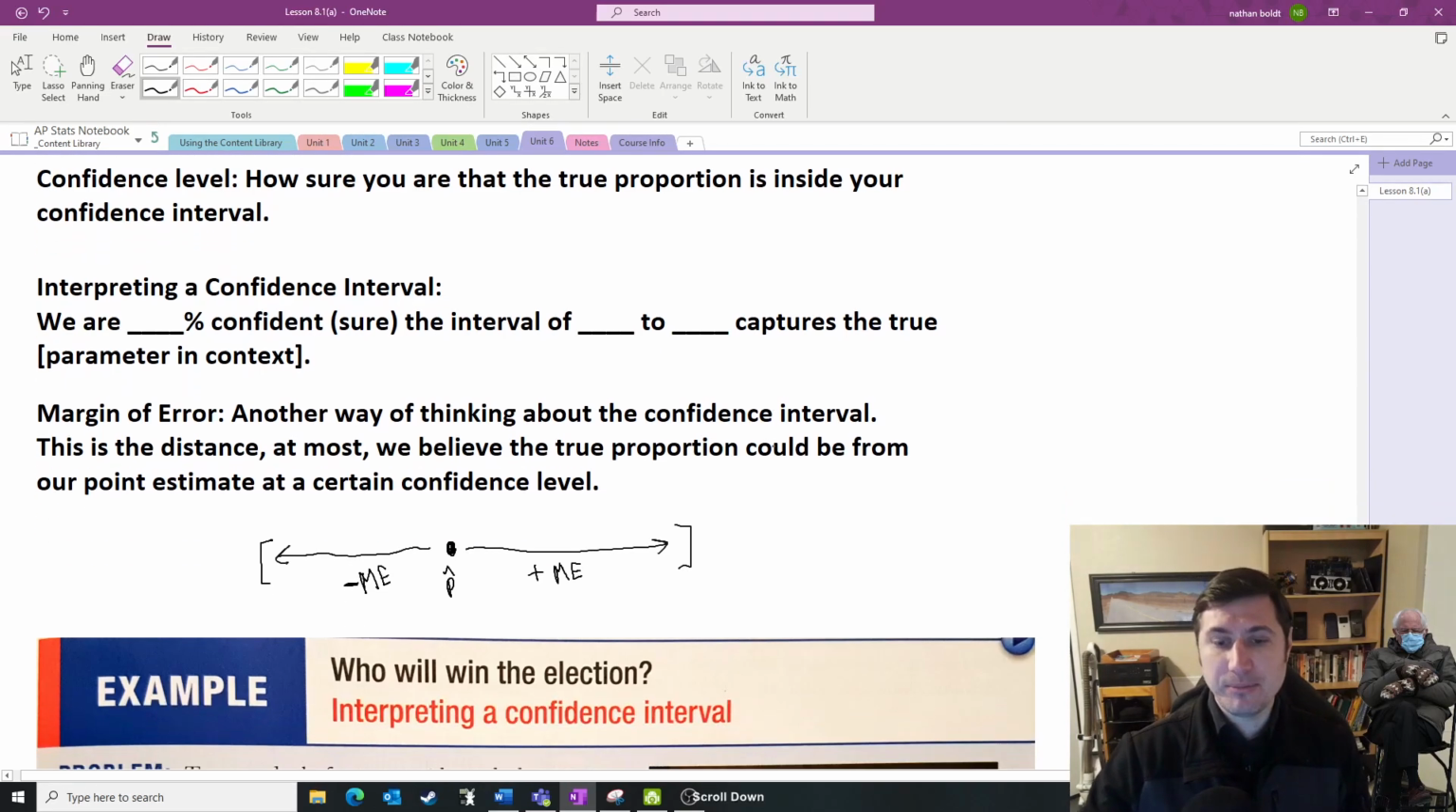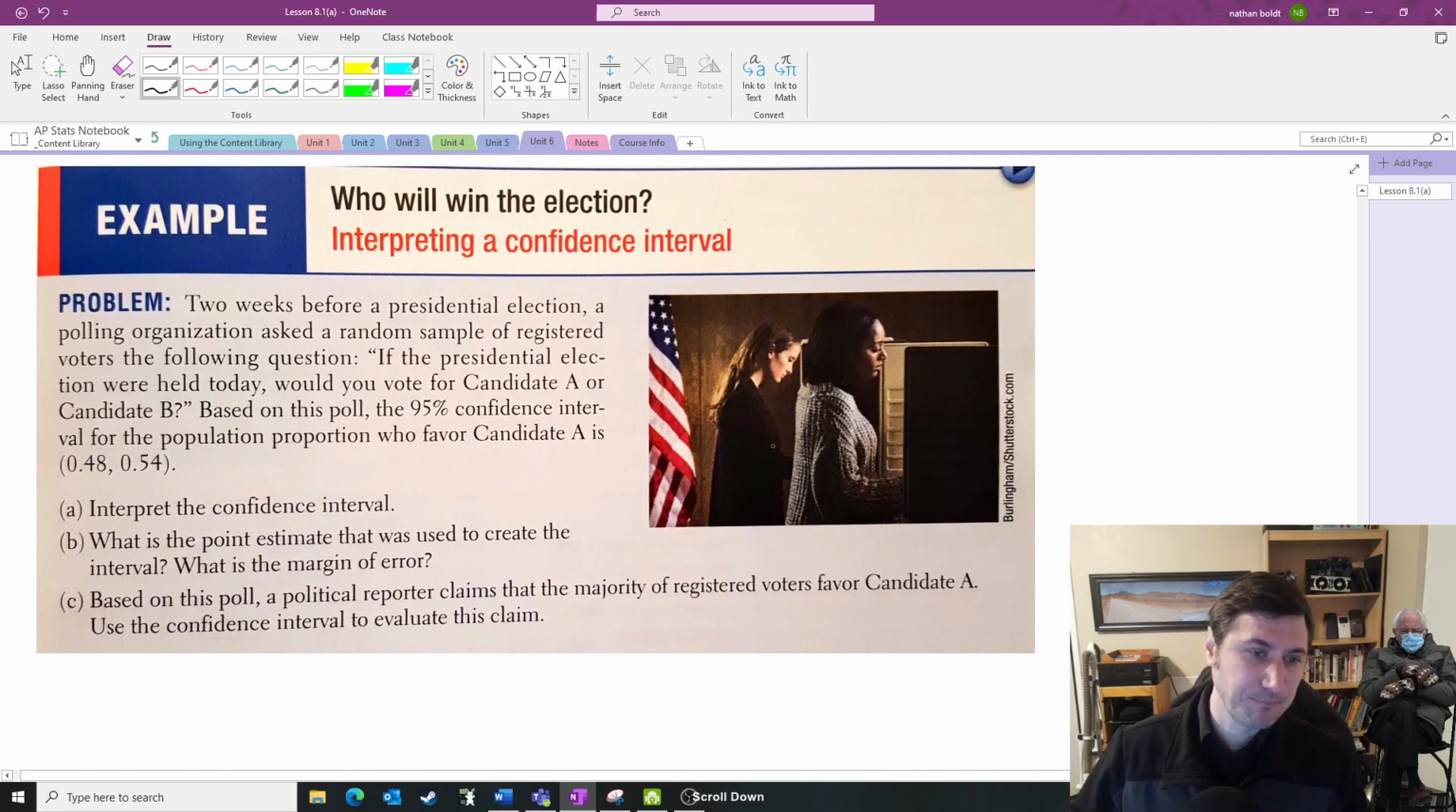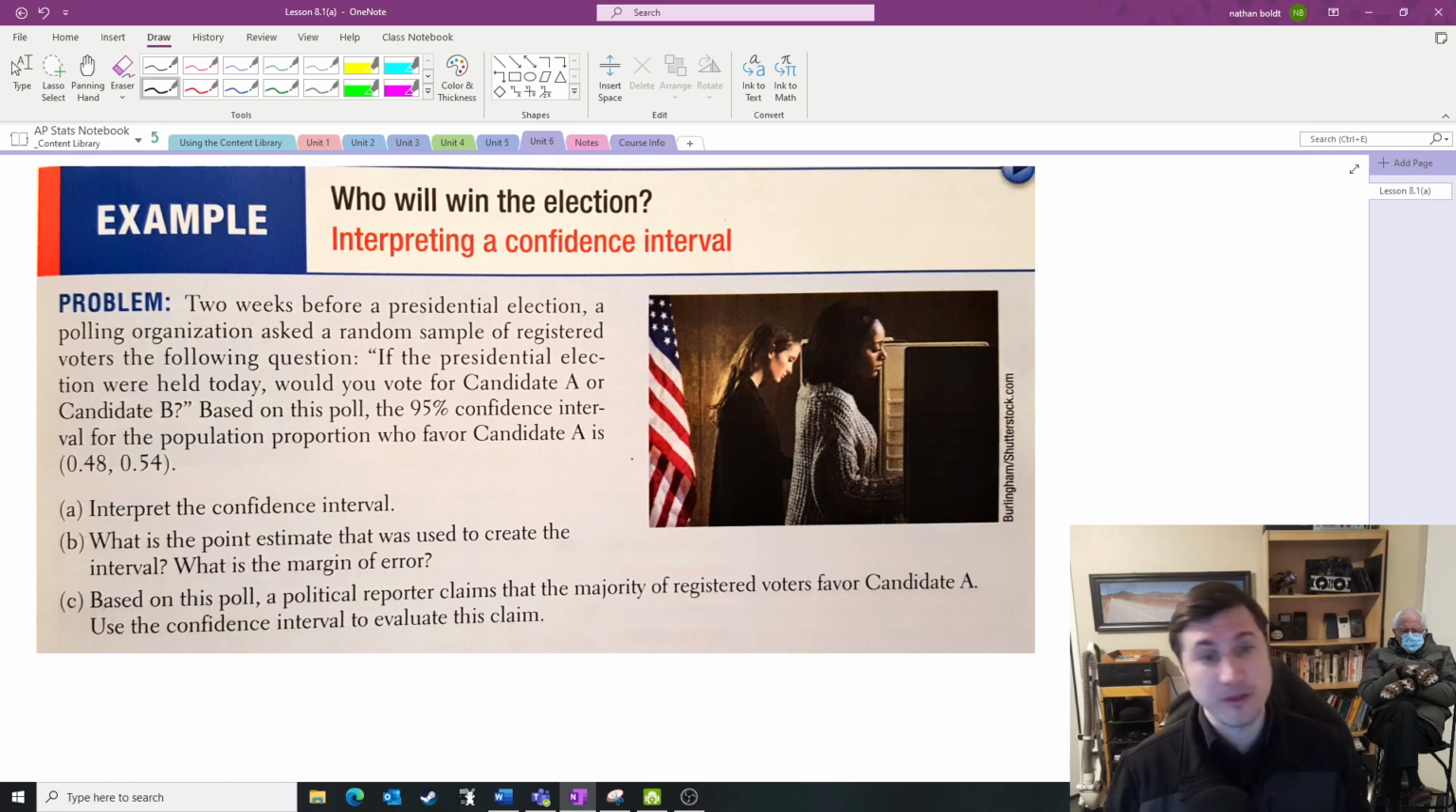All right, let's look at an example. What do I want you to be able to do right now with this information? Two weeks before a presidential election, a polling organization asked a random sample of registered voters the following question: if the presidential election were held today, would you vote for candidate A or candidate B? Based on this poll, the 95% confidence interval for the population proportion who favor candidate A is between 48 and 54%.